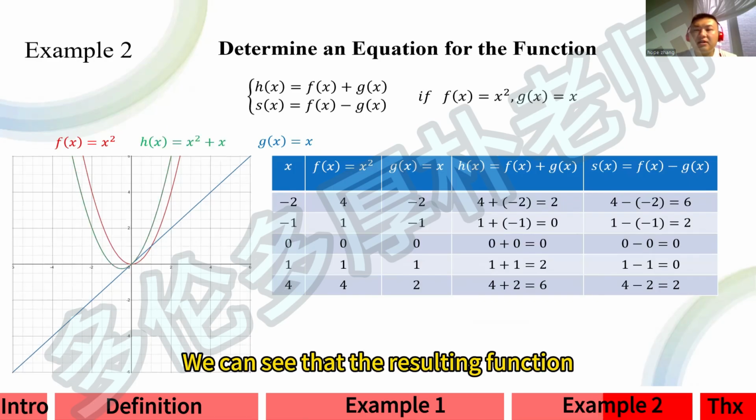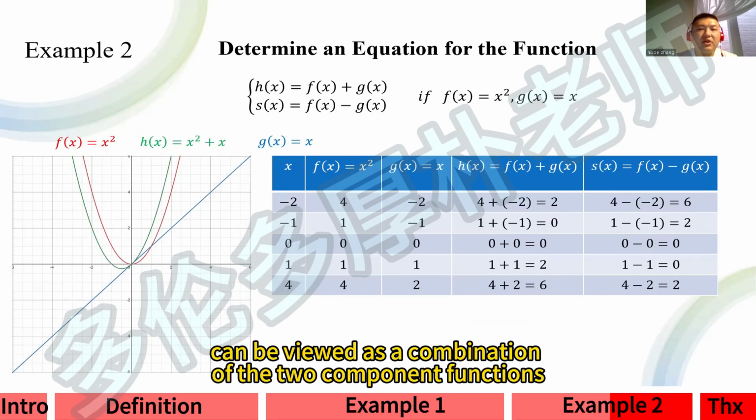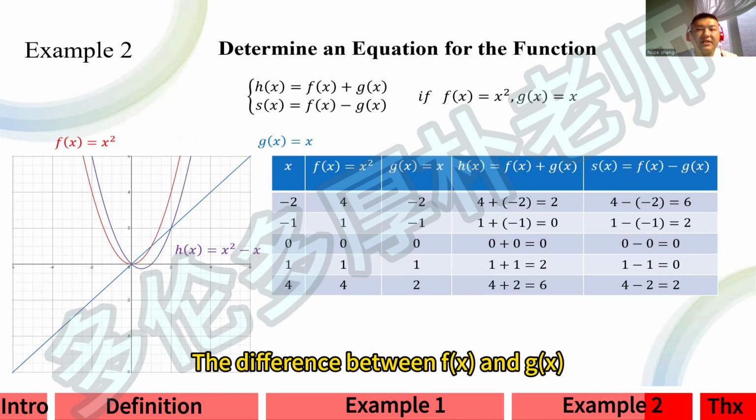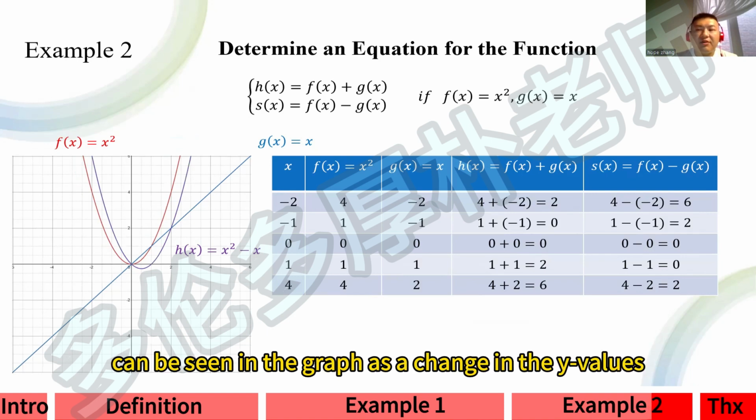We can see that the resulting function can be viewed as a combination of the two component functions. Use the y values from the same table to sketch the graph of s(x). The difference between f(x) and g(x) can be seen in the graph as the change in their y values.